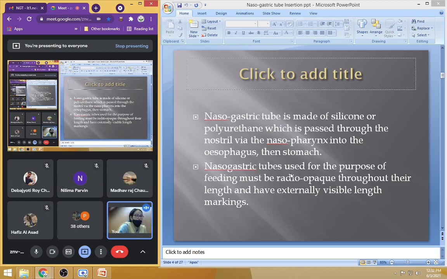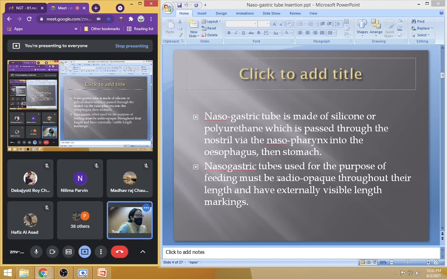If the X-ray rays go through, then we will not be able to see where the tubes are. Suppose we give a nasogastric tube, then the patient is having some problem, but we are not able to find out what is wrong with the tube. Then when we confirm in the X-ray, we will see that the tube has slightly shifted towards the lungs or somewhere else. It is not in the stomach.